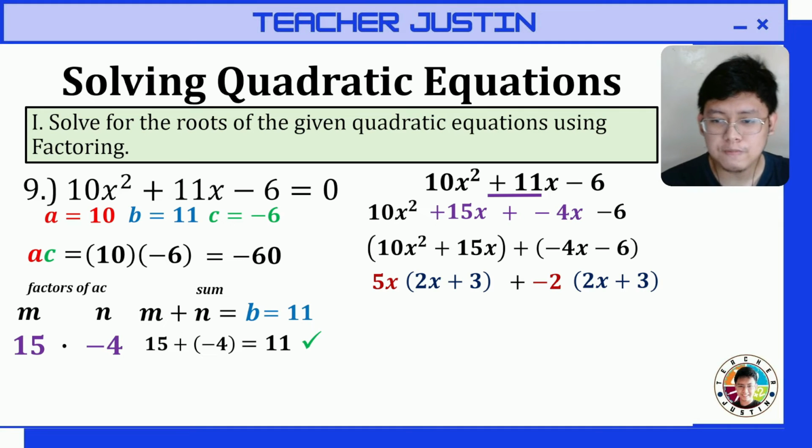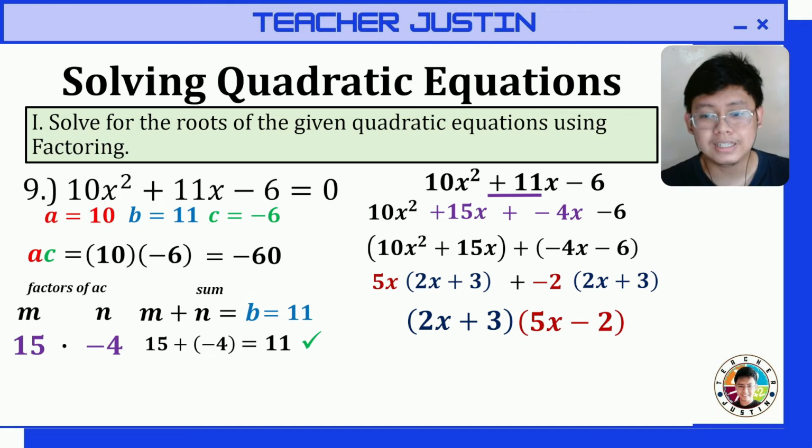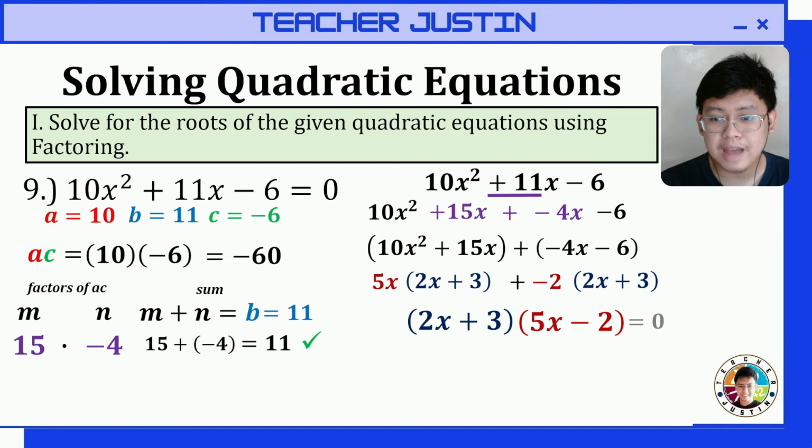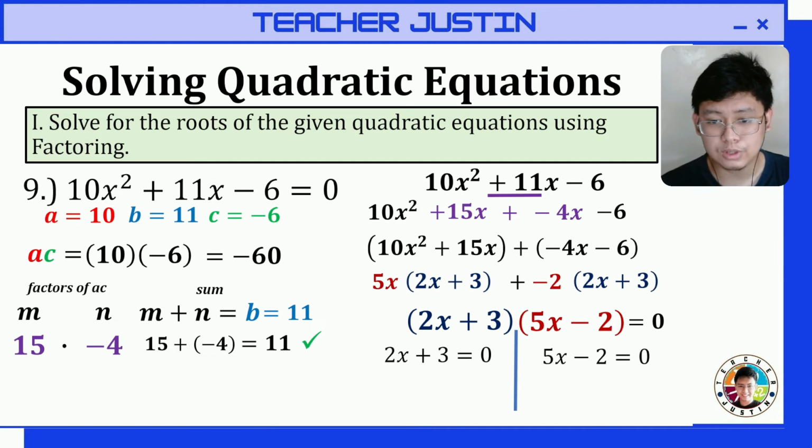So, if we observe, meron tayong common group which is 2x plus 3. So, pag finactor out natin si 2x plus 3, ang matitira will be 5x minus 2. And that will be the factor of our polynomial 10x squared plus 11x minus 6. Tapos, pag nakuha na natin yung factor, let's equate each factor to 0. So, we have two equations: 2x plus 3 is equal to 0 and 5x minus 2 is equal to 0.